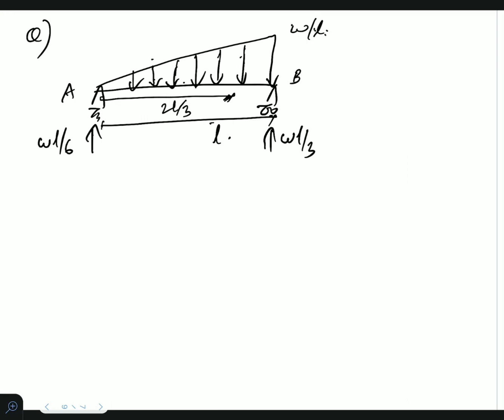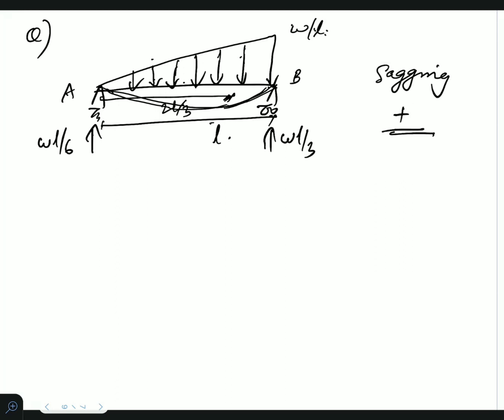Now see, you have a condition like this. Here it is a hinge and roller, so the moment will be zero at these points. So we know that it will bend somewhat like this. So we will have a sagging case here. So we know that the bending moment will be positive.